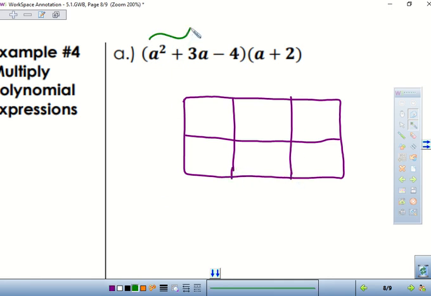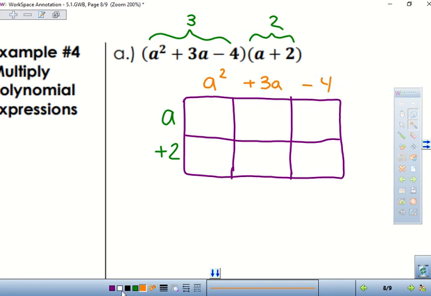There's 3 terms here, right? And this one has 2 terms. So the box has to be 3 by 2 or 2 by 3, okay? So I'm going to write them on the sides, a plus 2. And then the other side is going to be a squared plus 3a minus 4. And then we're just going to multiply the corners.